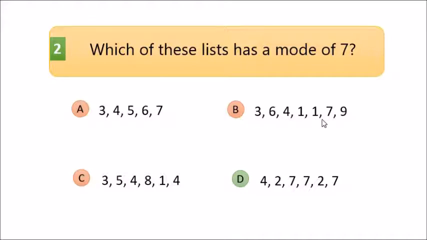This list has a mode of 1. This list doesn't have 7 in it at all. So it has to be this one.